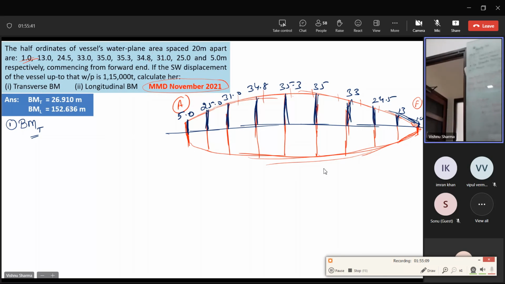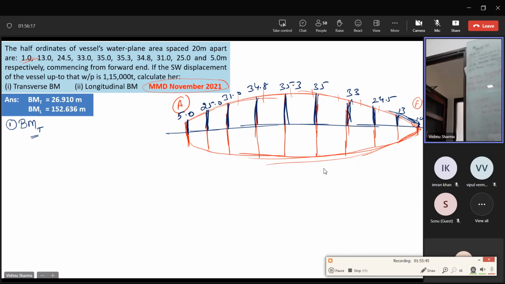Water plane area, very good. And which is the axis about which the moment of inertia is to be taken? Name correctly. Don't say center line. Through center of flotation, beta. Now, in this case, since half breadths are given, what does it mean? The other half is symmetrical. Yes or no? Yes, sir. If the other half is symmetrical, then center of flotation will lie on the center line.